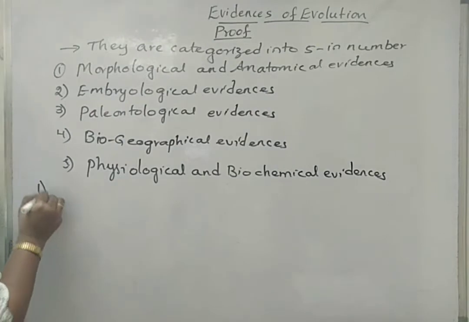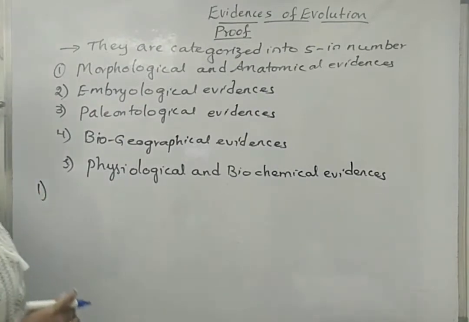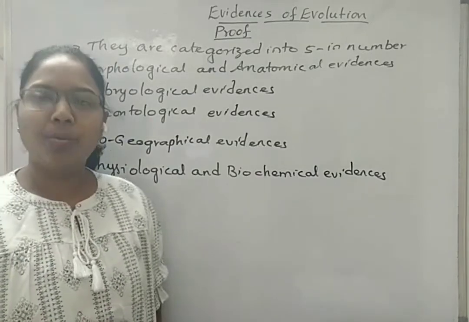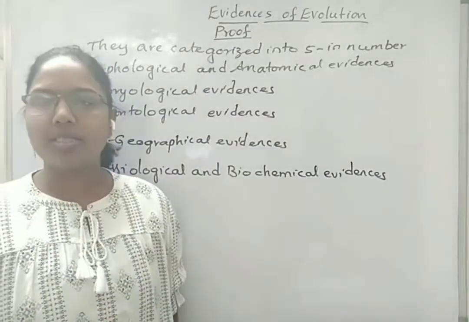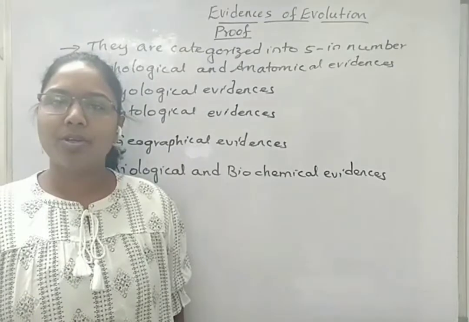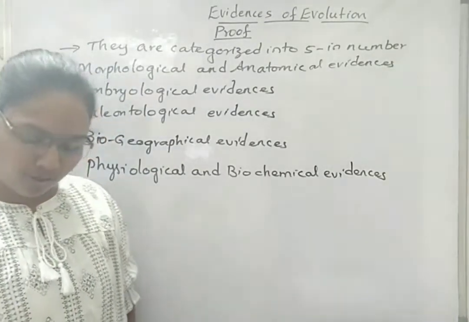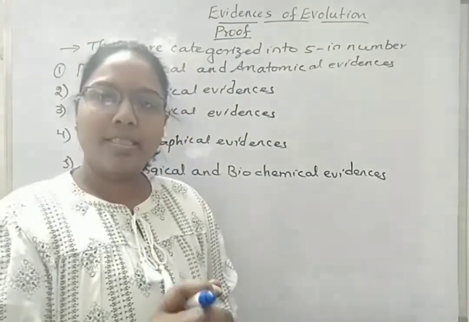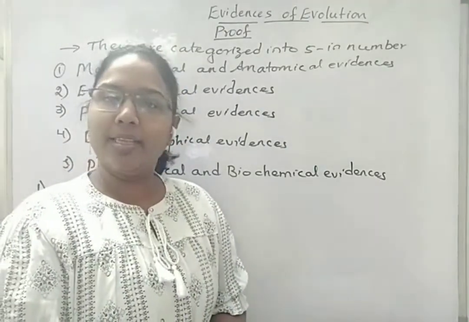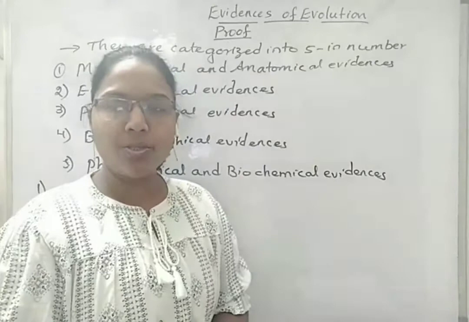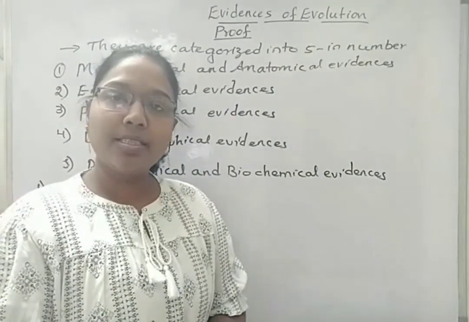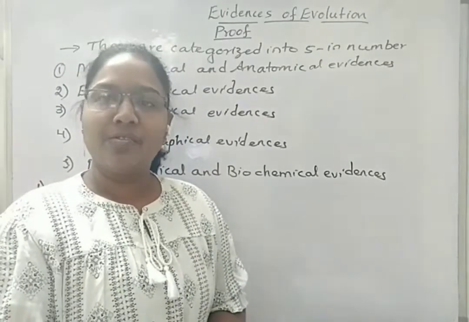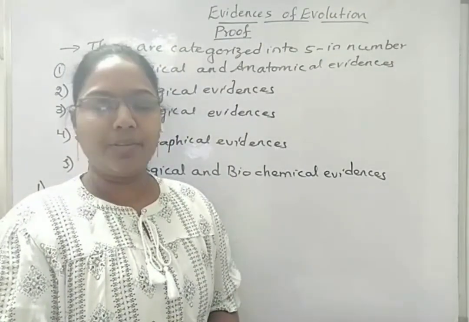So first, if we start with morphological and anatomical evidences, here we see about homologous organs and analogous organs. What are homologous organs? Homologous organs are those that are structurally similar but functionally different. It also means that their ancestors are the same, but in the course of evolution the functions of the body parts became different.